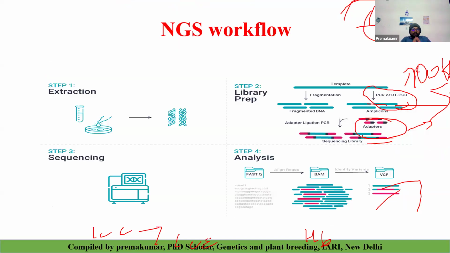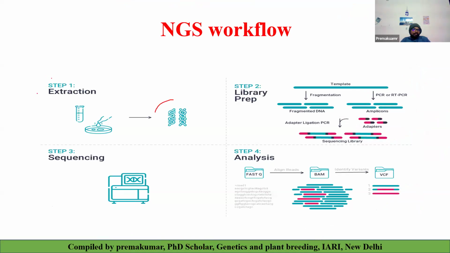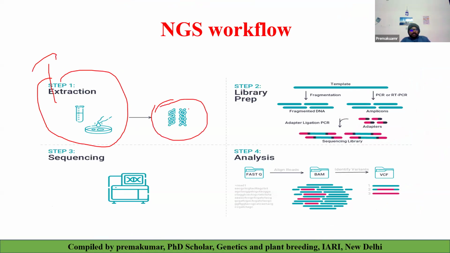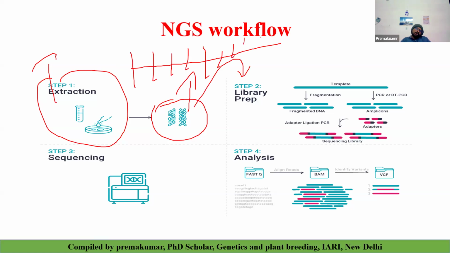Okay. First, what you have to do, you have to take the DNA sample, for example, leaf or whatever it may be. You isolate the DNA. After isolating DNA, what you have to make? You have to prepare the library. First, your DNA is very long. You should make fragmentation. You should make smaller fragments.